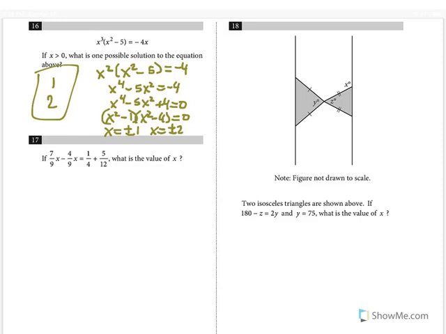So the least common multiple of 9, 9, 4, and 12 is going to be 36. So I'm going to multiply everything through by 36. So 36 divided by 9 is 4. So I have 4 times 7, which is 28x, minus 4 times 4 is 16, so 16x, and that equals 36 divided by 4 is 9, and then plus 36 divided by 12 is 3, 3 times 5 is 15. And so that gives me 12x equals 24, so the value of x is going to be 2.